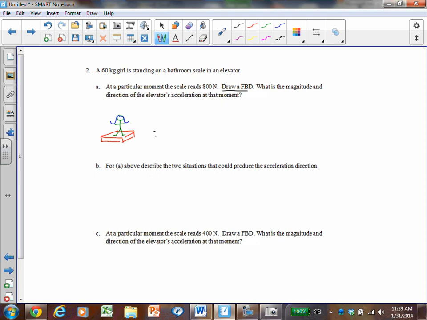FG down. Which is bigger, FG or F perpendicular? F perpendicular is, right? Now, find the acceleration. We'll sum the forces. Again, what's the winner, what's the loser? F perpendicular minus FG equals M times A. What's F perpendicular? That's what the scale reads. So that's 800 newtons minus, what's FG? 60 times 10 or 600 newtons.